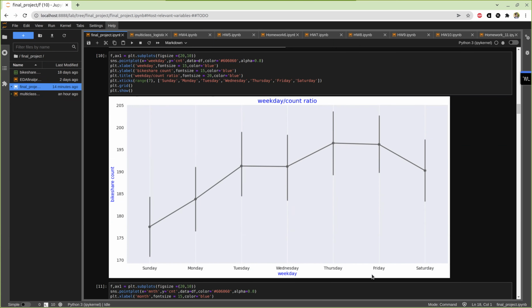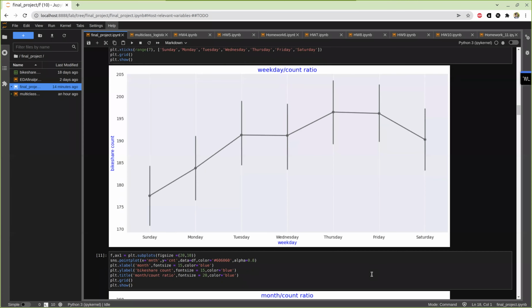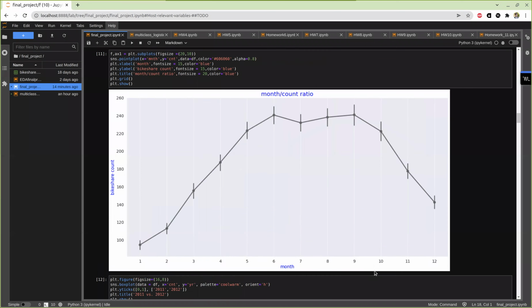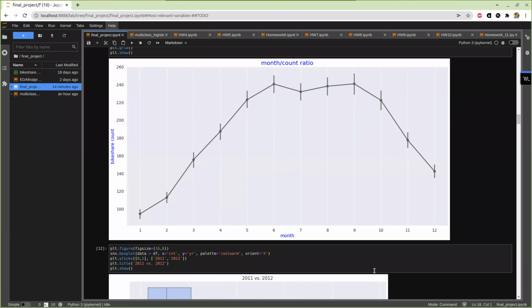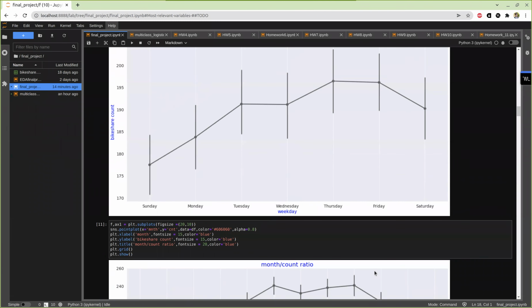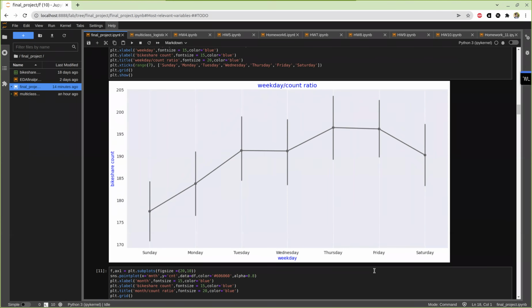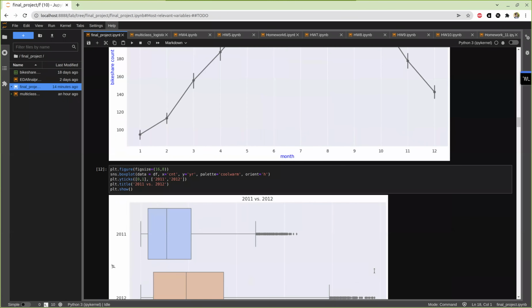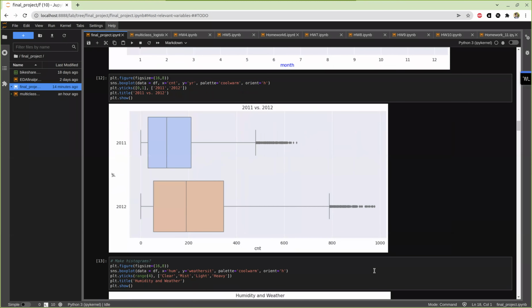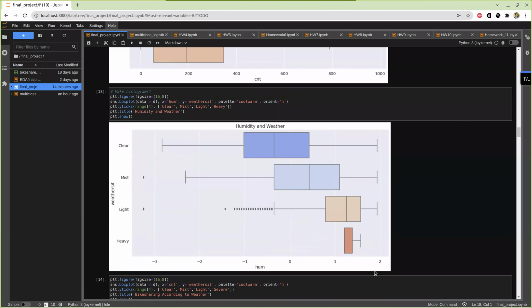Now for some more favorite plots, though. So we can see that the number of bike rentals has a definite pattern throughout the week if we plot by weekday, and throughout the year also with the months. It goes up during the summer and the fall, and throughout the week, Thursdays and Fridays are really popular for renting bikes, apparently. And then just to find out more about bike rentals, we compared the 2011 and 2012. So there were definitely a lot more bike rentals in 2012 on average and throughout the year.